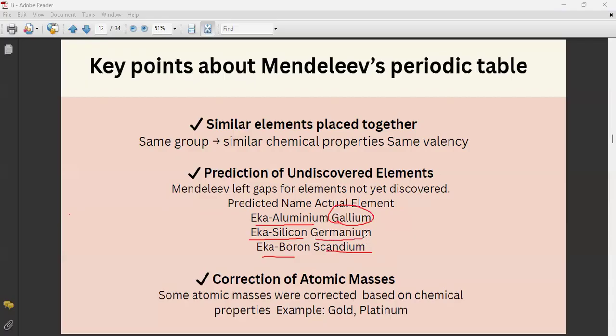Okay, so he didn't claim that only this number of elements existed. He left these spaces in his periodic table for the undiscovered elements. And correction of the atomic masses: some atomic masses were corrected based on the chemical properties. Example, gold and platinum. Let me just clear this. Okay, so he also corrected the atomic masses on the basis of their chemical properties.